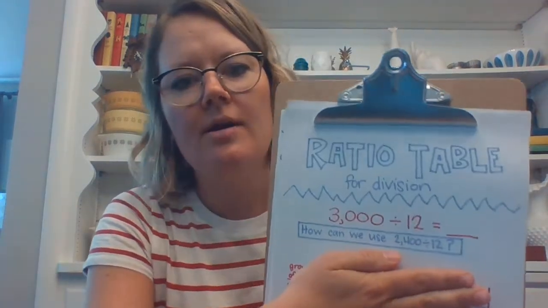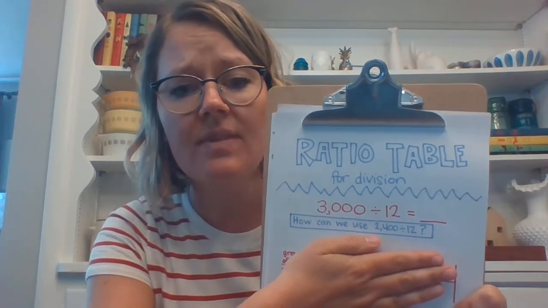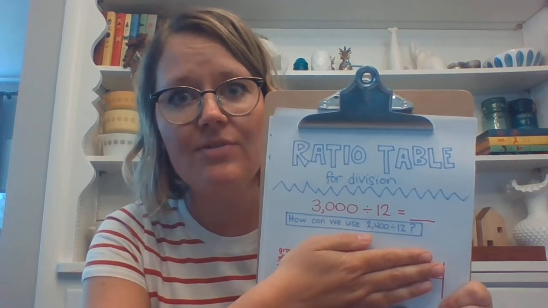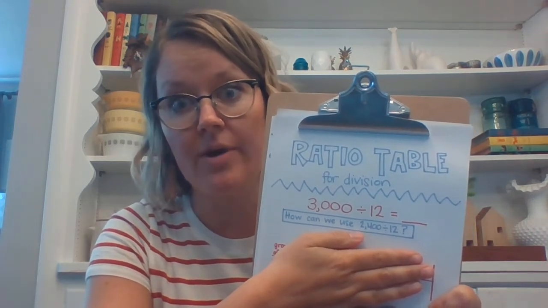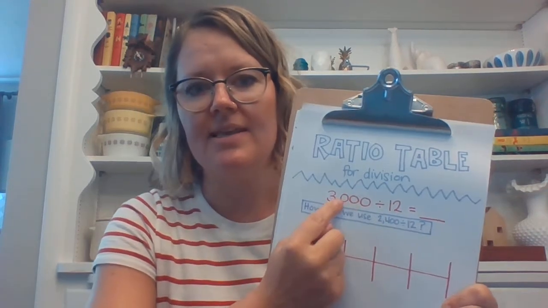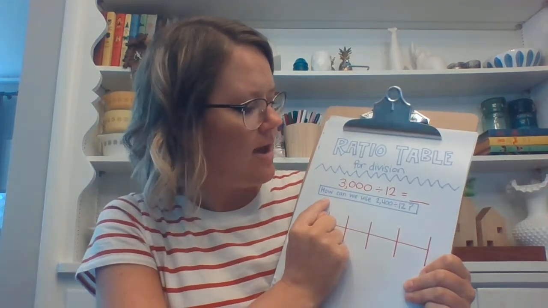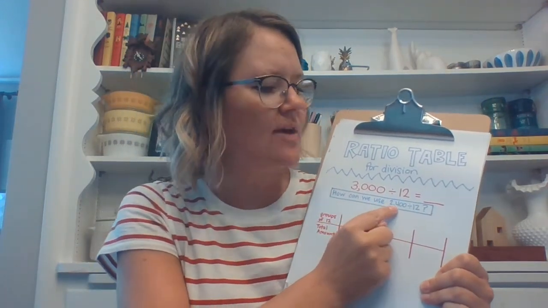So we've used ratio tables a lot this year, and you used them a lot last year. And now we're going to be thinking about them for this problem here. Okay, so 3,000 divided by 12. On your packet, it's going to give you a starter problem to start with and ask you how that starter problem can help you get the answer to this original problem. So if I have 3,000 divided by 12, I want to know how can we use 2,400 divided by 12?